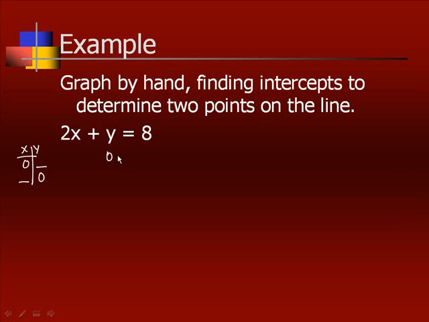If x is 0, we get 2 times 0 is 0 plus y equals 8, so we know that y is 8. If y is 0, then we just get 2x equals 8, divide by 2, so x is 4. That gives us our points over 0 up 8, over 4 up 0. So see, that one was fairly easy to graph by hand.